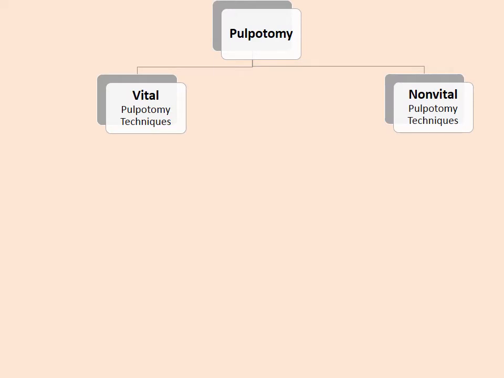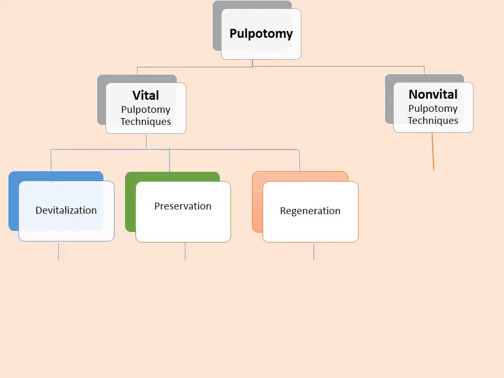So moving on to the classification of pulpotomy. Pulpotomy can be divided into vital pulpotomy or non-vital pulpotomy. So our treatment plan is based on the tooth vitality, whether the tooth has to undergo vital pulpotomy or non-vital pulpotomy. So in the vital pulpotomy, we have devitalization technique, we have preservation, we have regeneration.